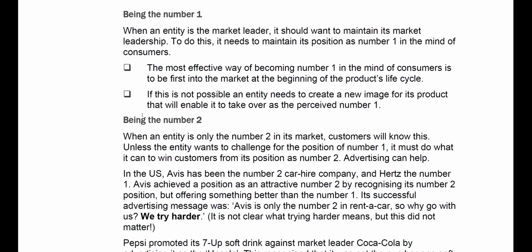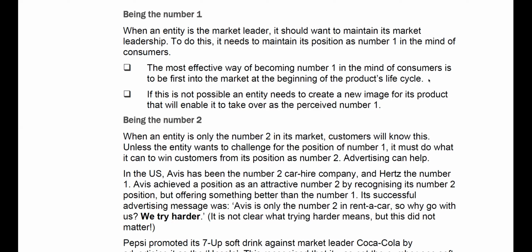Are we okay? So there are many ways you do this. Either you are the number one, or you become the number two, or you try harder. Being the number one: when an entity is the market leader, it should want to maintain its market leadership. To do this, you need to maintain your position as number one in the mind of consumers. It's not about you saying you are number one. It is the customers who can prove you are number one. So all that we are saying, that MTN is the number one, is because of how they've created that over time and how the customer sees MTN. And the most effective way of becoming number one in the mind of consumers is to be the first into the market at the beginning of the product's life cycle.